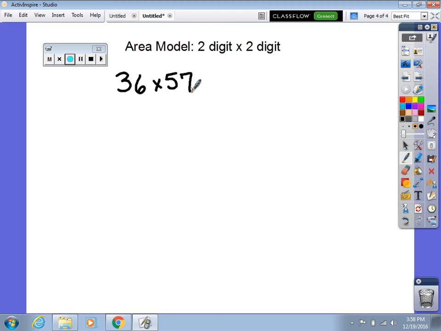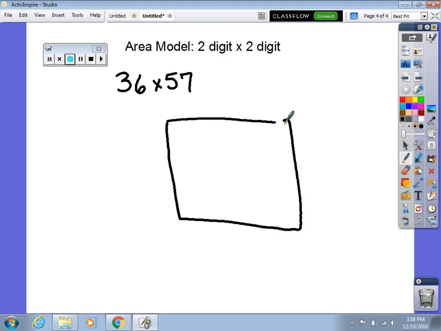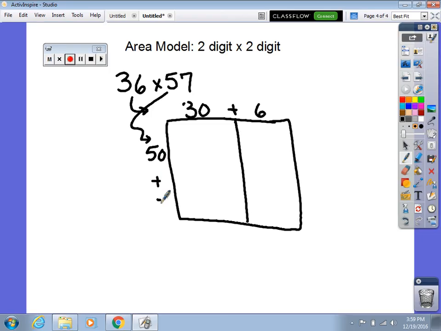57. Again, I'm going to draw a large rectangle, and this time I'm going to make it a little bit wider so I have more space to write. And I'm going to put one number on each side, and I'm going to write that number in expanded form. So I'll start with 36, and I'll just put it right here, but I'll write it as 30 plus 6. And where that plus sign is, I'm going to draw a line. And then I'm going to take 57, I'm going to draw it here. We're going to write it as 50 plus 7.